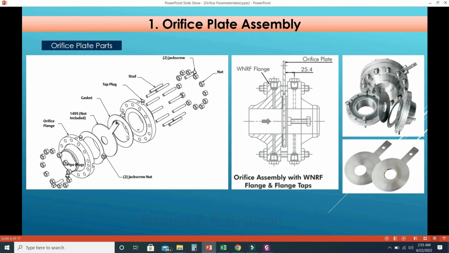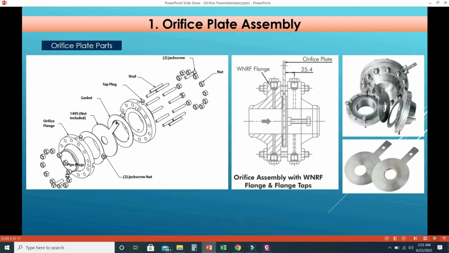Then gasket. To avoid leakage, we require 2 gaskets. One is on the upstream side of the orifice plate, and the second one is on the downstream side. So these 2 gaskets will be required, and in the middle is the orifice plate. And then this is also a flange. Again there is the tap plug, and this is the bolt, and a nut will be required here also. So this is the complete assembly of the orifice plate.